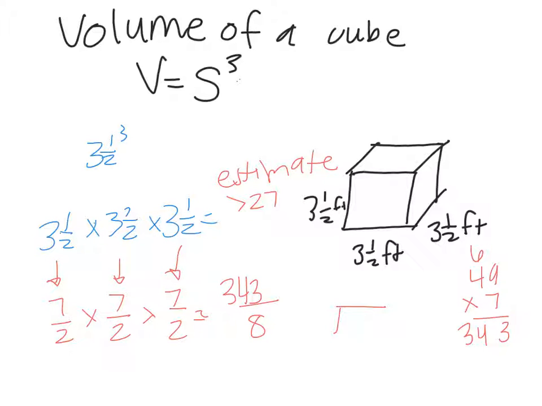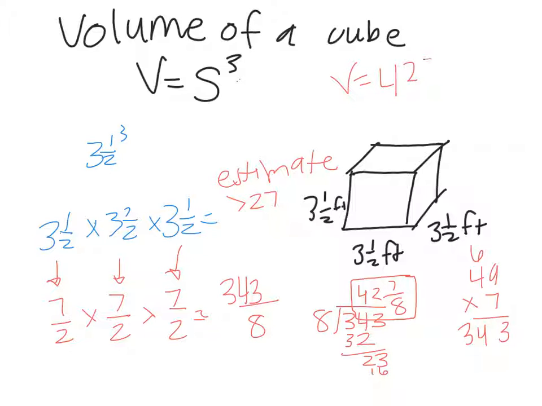So I'm going to go ahead and put this number back in. 8 goes into 34 4 times. 8 goes into 23 twice. And that would be 42 and 7/8. Okay, and then I would put it back into the volume equals 42 and 7/8 feet cubed.